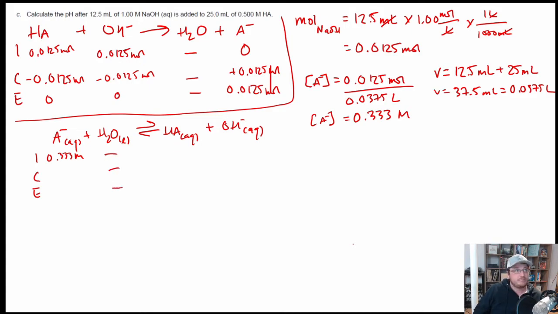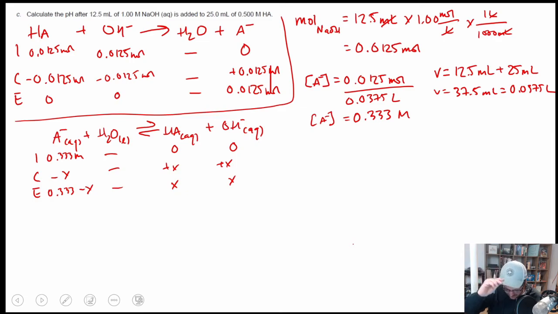Because we're just treating this as a standard weak base dissociation reaction, we're going to have 0 of HA initially and 0 of OH minus initially. The change is going to be minus X, and then plus X and plus X. And so what we'll have at the end is 0.333 minus X, and then X of HA and X of OH minus.